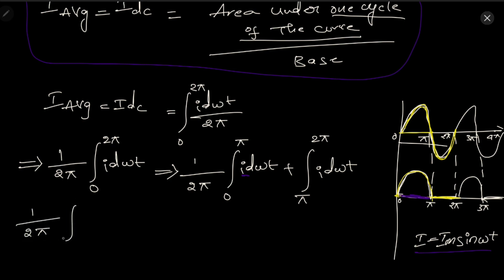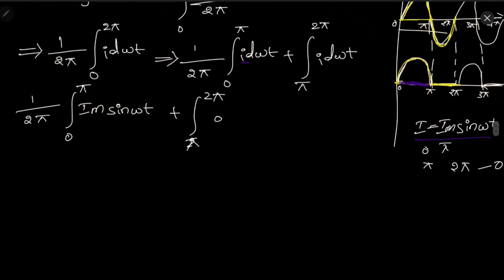It is equal to 1 by 2 pi integral 0 to pi. What is the value of I? It is Im sin omega t, for 0 to pi. From pi to 2 pi it is 0, because it is not conducting, so plus integral pi to 2 pi is 0, no need to write. Here Im is the constant term, so bring Im outside: Im by 2 pi integral 0 to pi sin omega t.